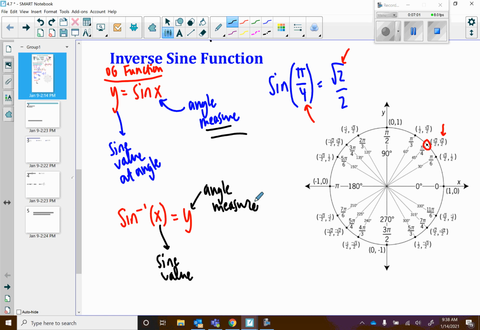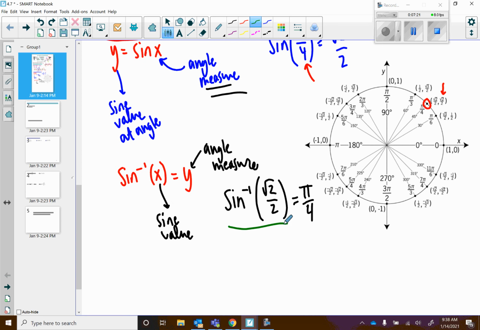We switch x and y. So instead of sine of pi over 4, I would be asked sine inverse of square root of 2 over 2. That would be equal to pi over 4. Basically, inverse functions are saying, where is sine equal to this thing? Where is sine equal to the square root of 2 over 2? And we would answer with, oh, it's at pi over 4.